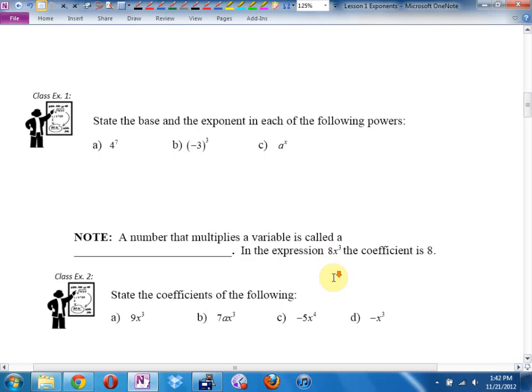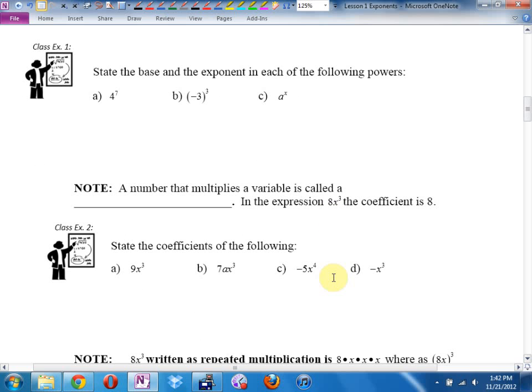Next page. Example 1 says, state the base and the exponent in each of the following powers. Okay. How about we go B and E, B and E, B and E. What's the base in this first one? 4. What's the exponent? What's the power? 4 to the 7th power.